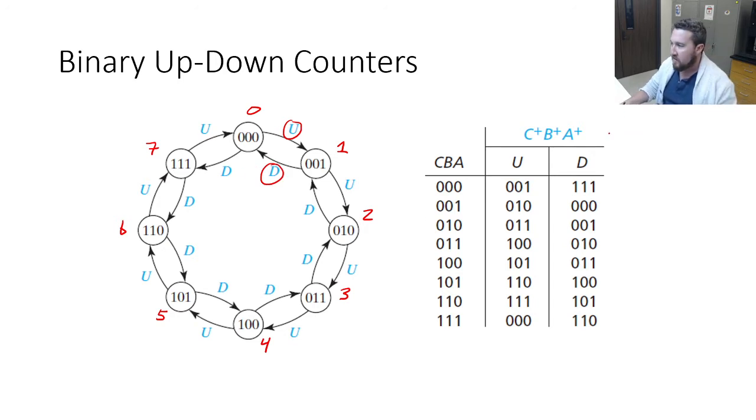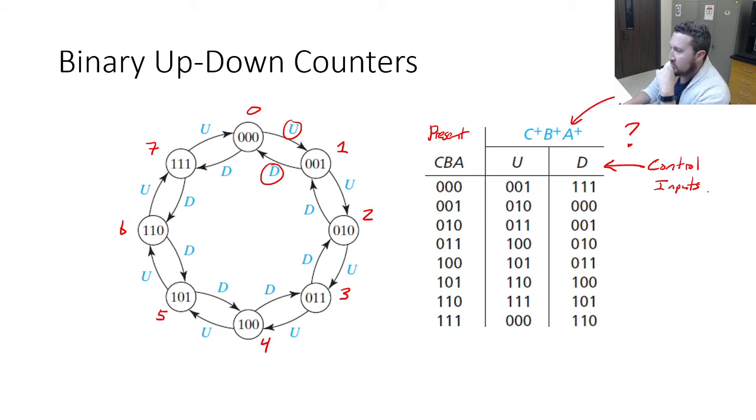We have this really kind of confusing to look at state table over here where we have our present state, and then we have what I'm going to call our control inputs, U and D, and then that leads to our next state. Now we won't worry about deriving these equations. I won't expect you to be able to derive these ones because it gets a little bit tricky and you've got to dig in. Basically, this is a 5-variable truth table, but there's a lot of don't care, so it gets kind of strange.